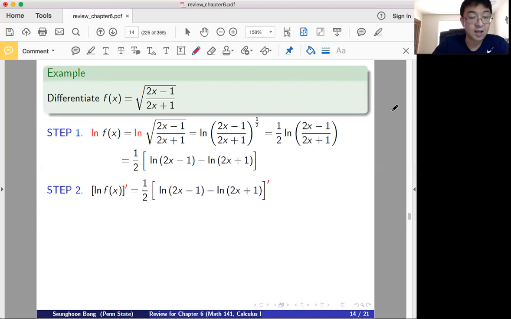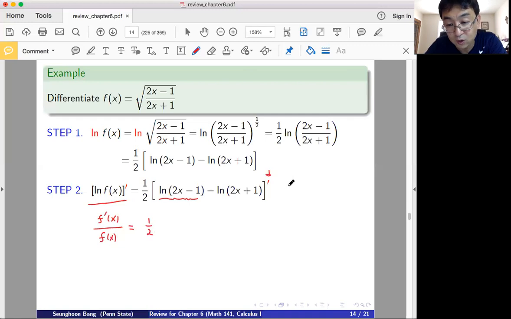Step 2, take the derivative of both sides. What is ln of f of x prime? This is the same as f prime of x over f of x, equals, keep 1 over 2. So this one, what is ln of 2x minus 1 prime? Do you know the answer? Could you write your answer on the chatting board? What's ln of 2x minus 1 prime? Is it 2 over 2x minus 1?